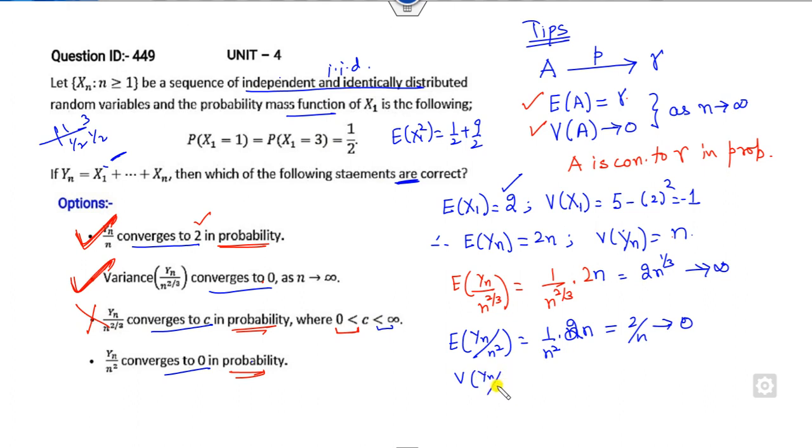Our target is to check the variance. So 1 raised to power n4 is outside. The variance of Yn is n, which goes to 0. So it means this is also the right answer. So A, B and D are my correct options.